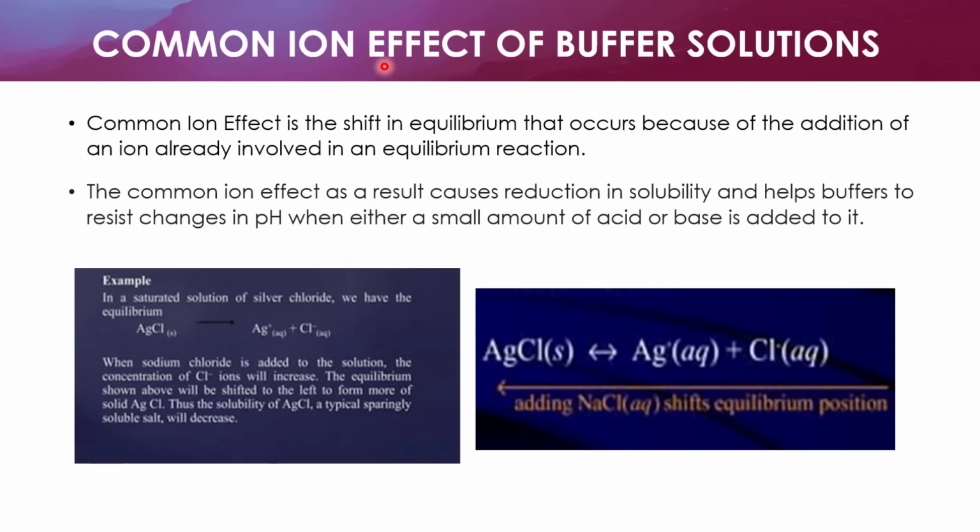Example, in a saturated solution of silver chloride at equilibrium, we will have the silver chloride dissociating to form silver ion and chloride ion in the aqueous solution. When a solution like sodium chloride is added to the silver chloride solution, the equilibrium will shift towards the left to form more of the solid silver chloride because of the common ion effect of the chloride ion from the sodium chloride solution, and this causes a decrease in the solubility of the silver chloride.